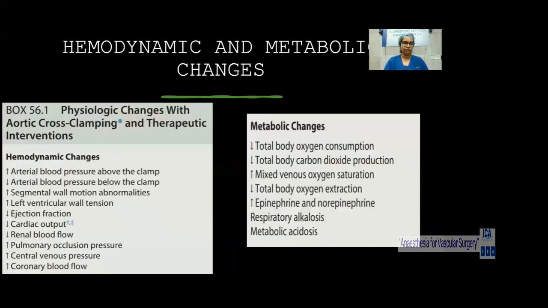The hemodynamic changes seen during or after the aortic cross clamping are an increase in the arterial blood pressure above the clamp and a reduction in arterial BP below the clamp. There's increase in segmental wall motion abnormalities, left ventricular wall tension, pulmonary occlusion pressure, CVP, and coronary blood flow. And there's a reduction in ejection fraction and cardiac output. The important metabolic changes seen after the aortic cross clamping are a reduction in total body oxygen consumption, decreased total body oxygen extraction, respiratory alkalosis, and metabolic acidosis.